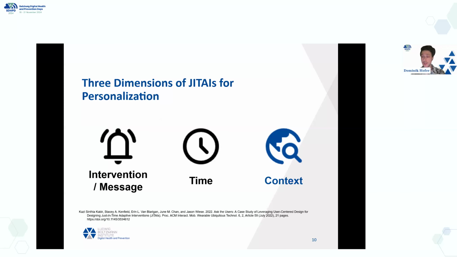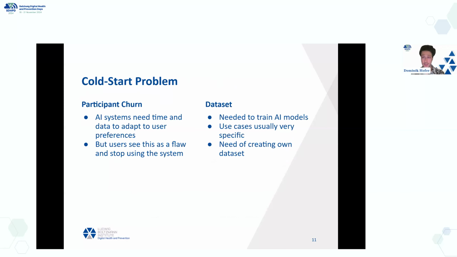So that means contextual features are good. Unfortunately, even if we use contextual features, we will still run into the cold start problem. The cold start problem means that AI systems need time to adapt to user preferences and data. Unfortunately, users perceive this as a flaw, and after a brief amount of time stop using the system, and therefore the system can never get to the personalization stage.